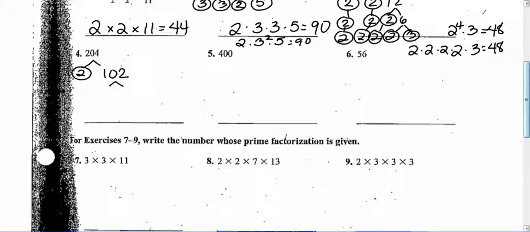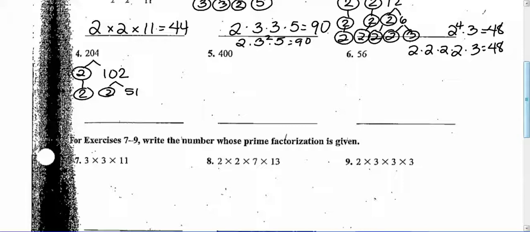What can we break that down to, Camilla? Nice and loud. 2 times 51. Very good. All right, bring that 2 down. Now, is 51 prime or composite? It is not prime. It is composite. Does anyone know what number goes into 51? Camilla again.